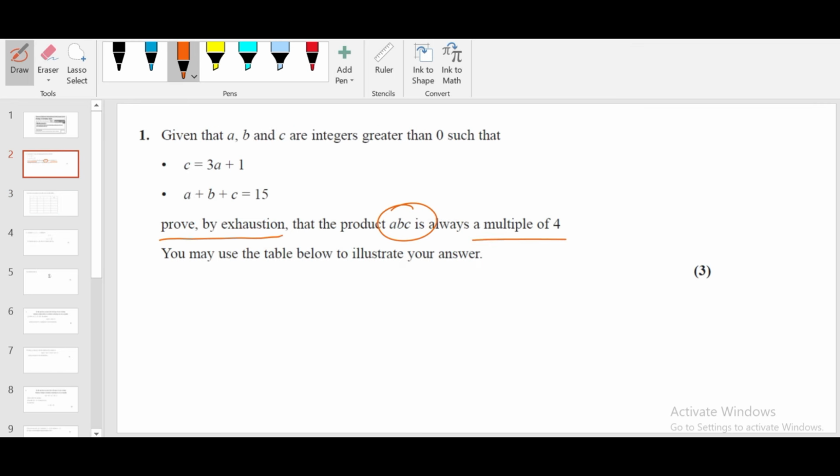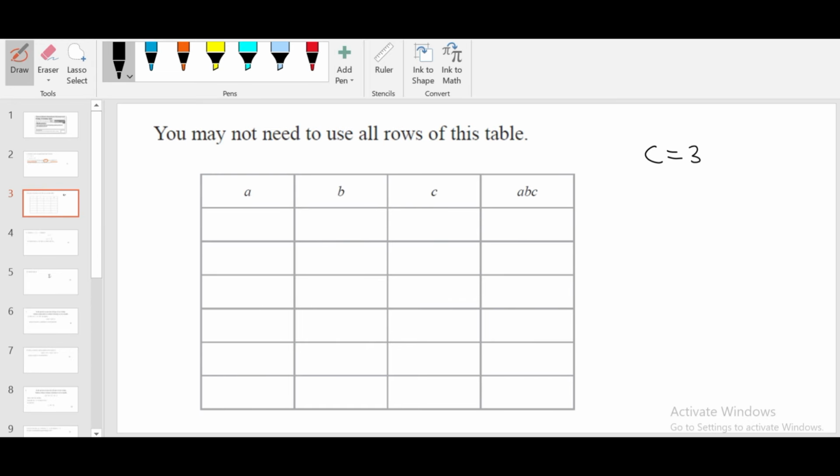Okay, what are the two conditions given? C is 3A plus 1 and then A plus B plus C is 15. So first let's start from A is equal to 1. If A is 1 from this condition, when you sub in A is 1, C is 4. And then the total should be 15, so B should be 10. And when you multiply all three, you will get 40.